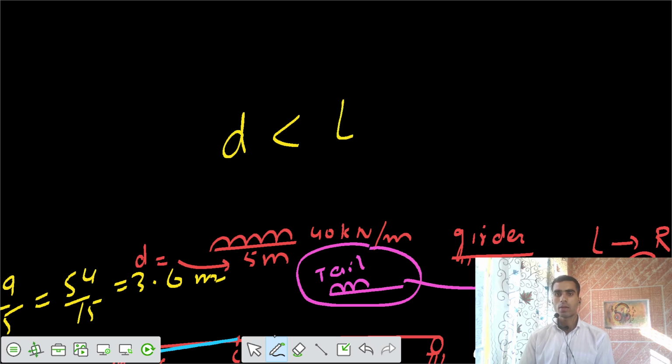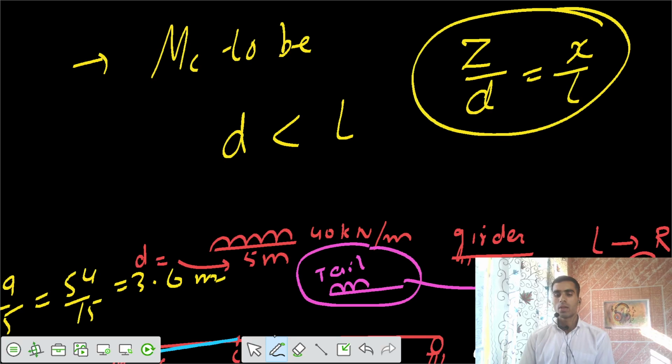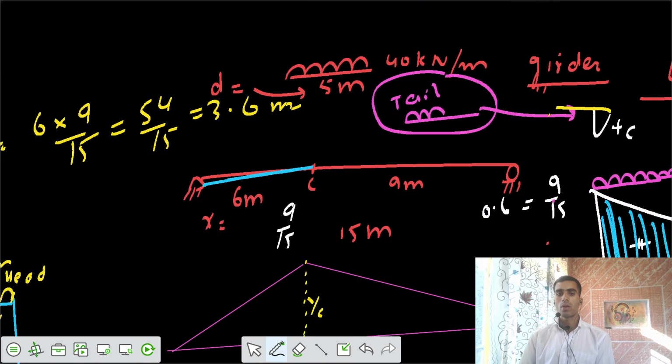So what was the condition for this one? For the moment at C to be maximum, what was the condition? We say that Z by D equals X by L. The section should be such that it divides the loading in the same ratio as it divides the beam. X by L equals Z by D. If I use that condition, I can get the value of Z, because I don't know how much amount of Z I have to keep from this side.